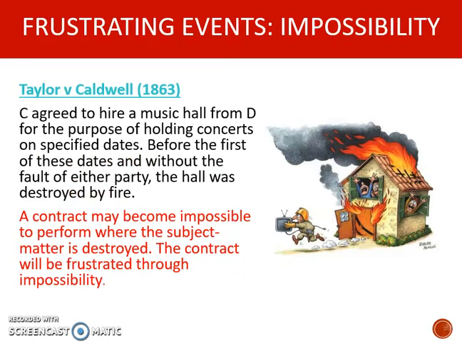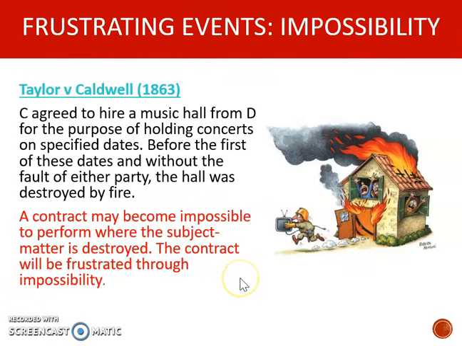The first way of frustrating a contract is through impossibility. And a classic example here is Taylor v Caldwell, where our claimant agreed to hire a music hall from the defendant for the purpose of holding concerts. Before the first of these dates, and without the fault of either of the parties, the hall was unfortunately destroyed by fire. And this case shows that a contract may become impossible to perform if the subject matter is destroyed. The contract is therefore frustrated through impossibility, the contract is unravelled, and neither side has to perform their obligations.